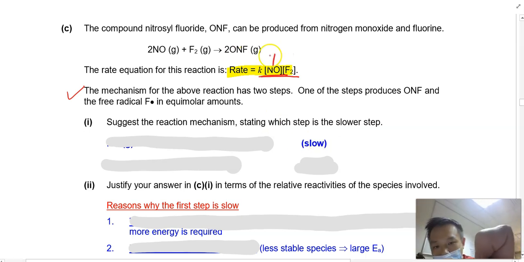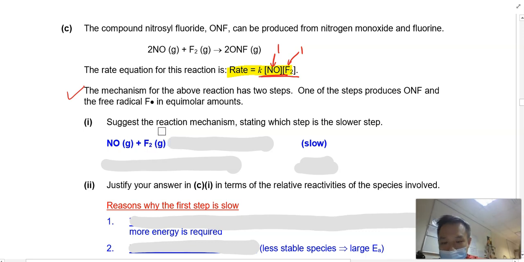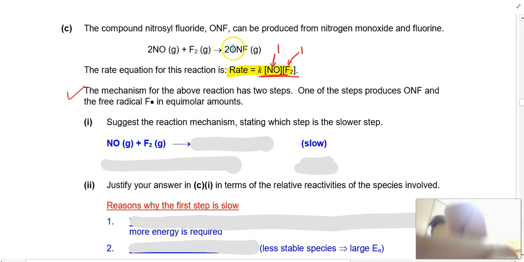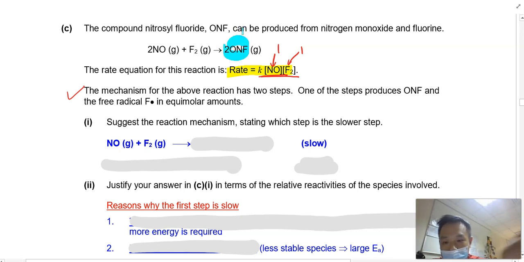Since one NO particle and one F2 particle is involved, take note, one NO and one F2 as the slow step reactants. Okay, NO and F2. So in this case, what do you form? You need to look at the products. So I have 2 NOF. So I propose, let's form NOF first.